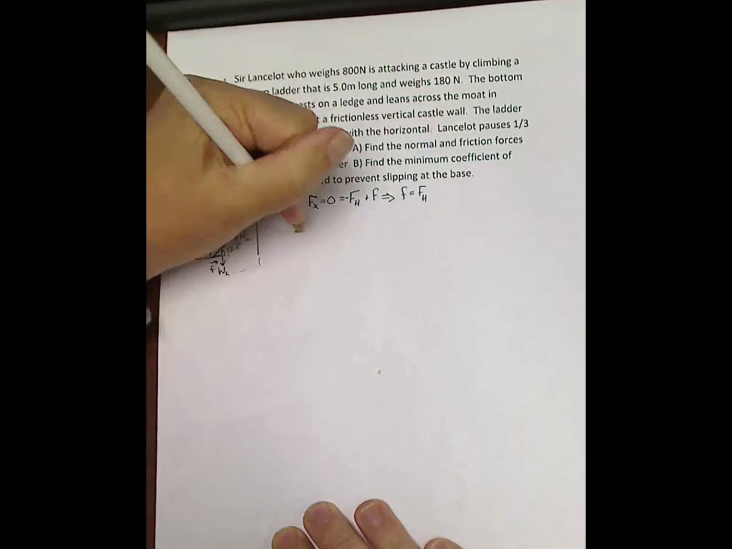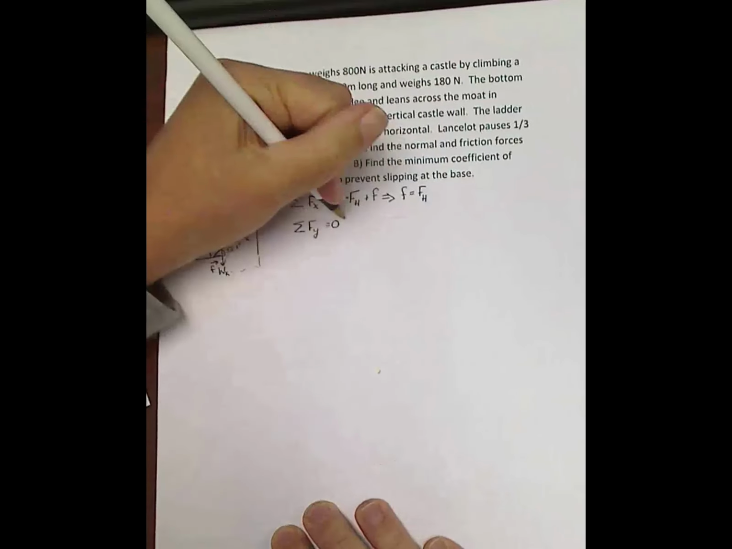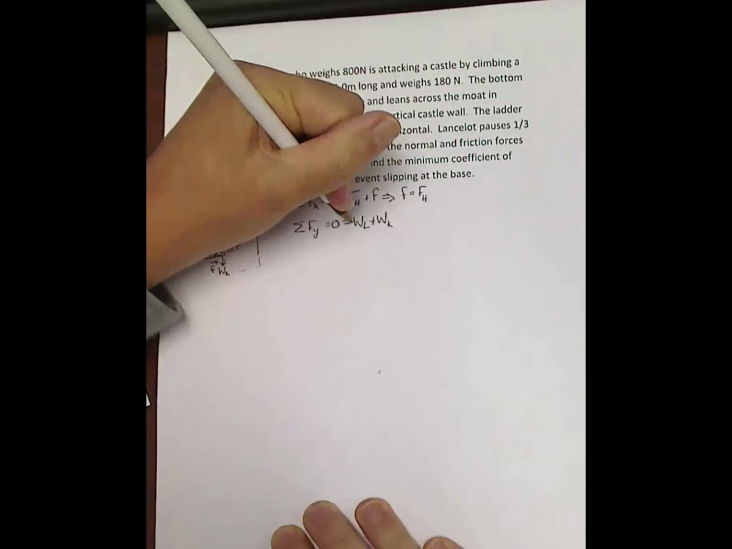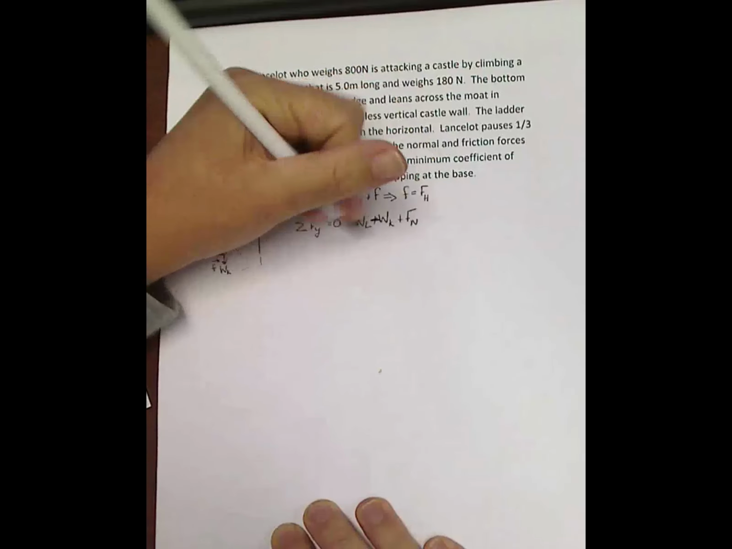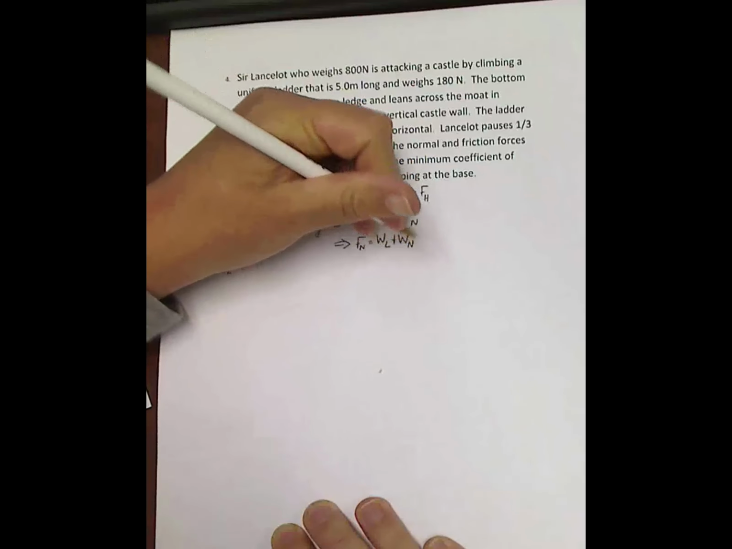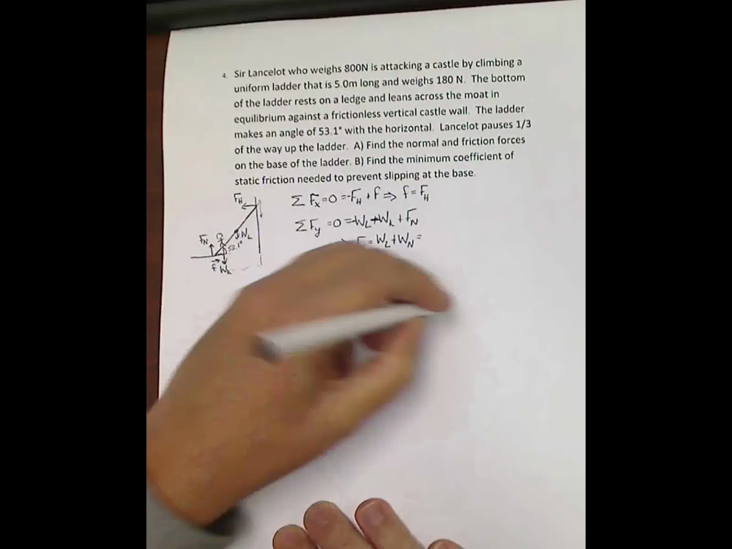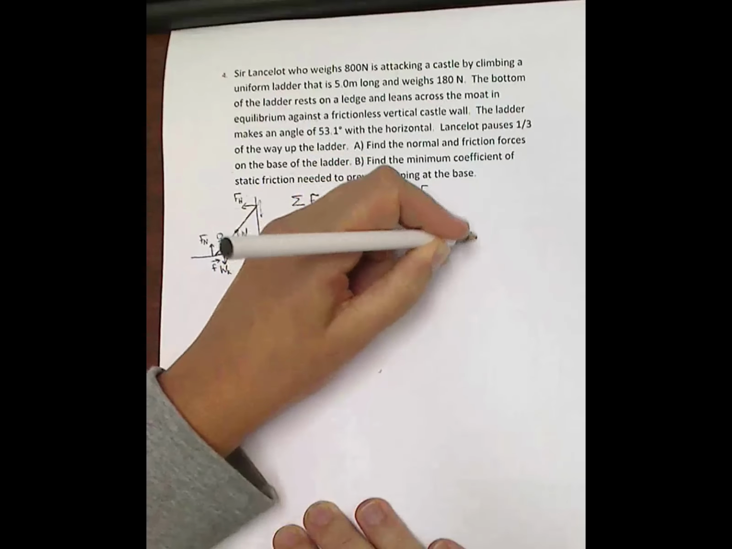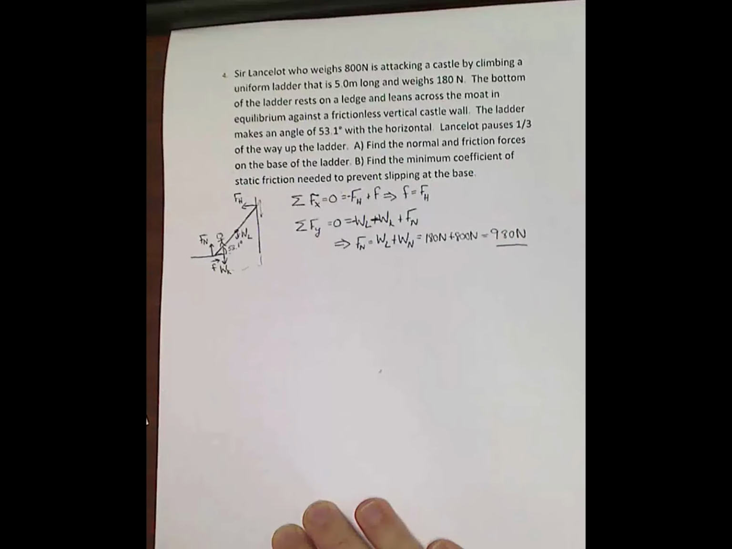Sum of the forces in the y direction equals 0. In the y direction, I have the weight of the ladder and the weight of the knight downwards. So actually, I put a minus sign in front of those. And I've got the normal force upwards. So that means that the normal force is equal to the weight of the ladder plus the weight of the knight. And we know both of those, so we can actually already get our normal force just from here. So the weight of the ladder is 180 newtons. The weight of the knight is 800 newtons. So the normal force is 980 newtons. Okay, so we're partway there already.